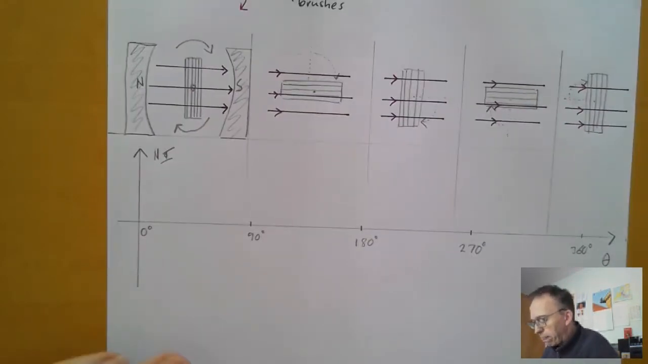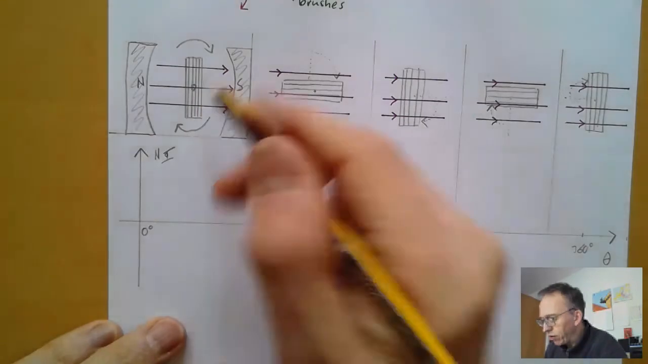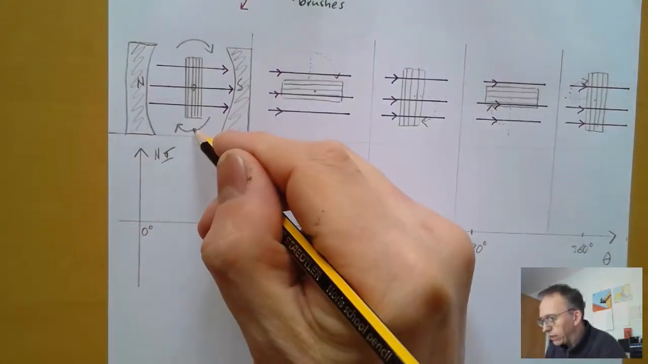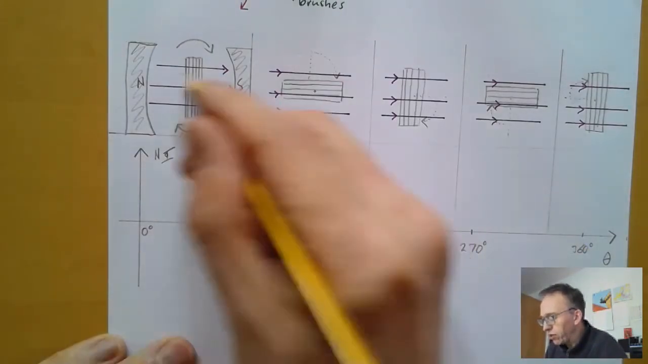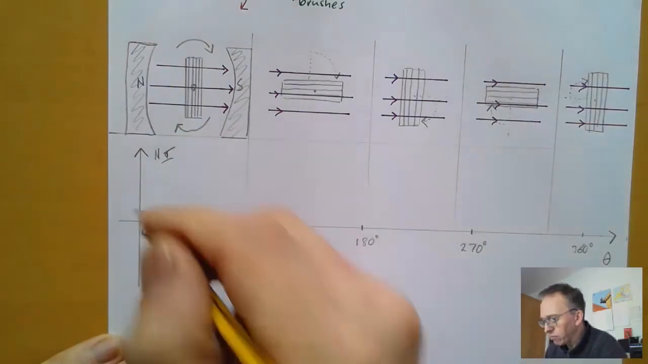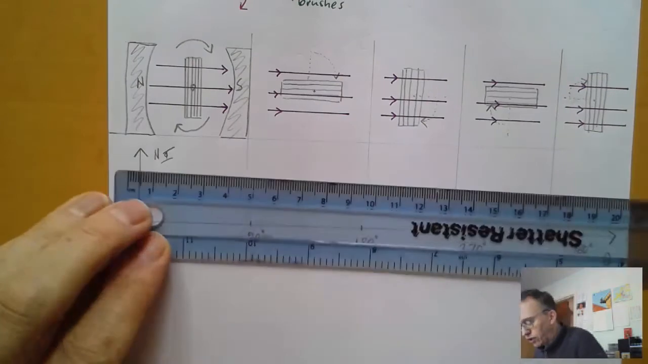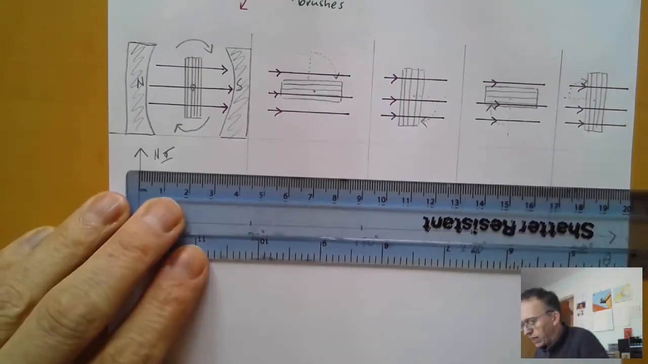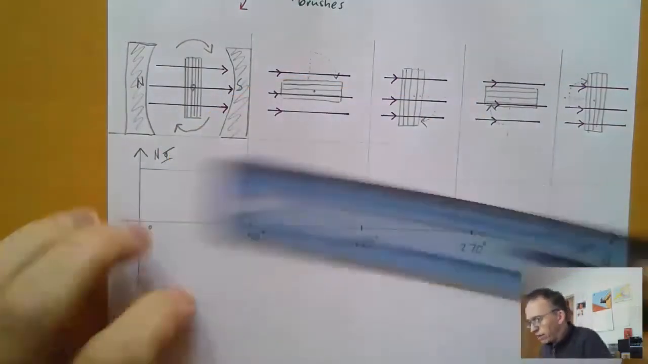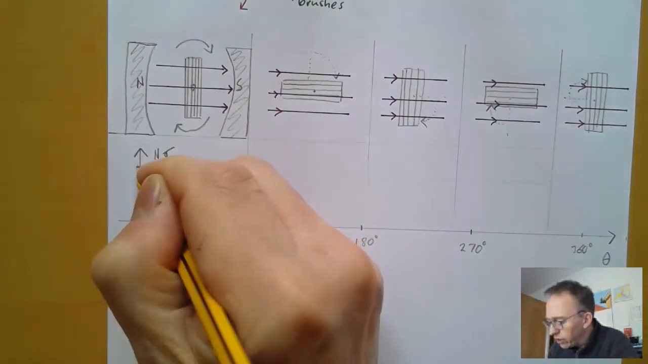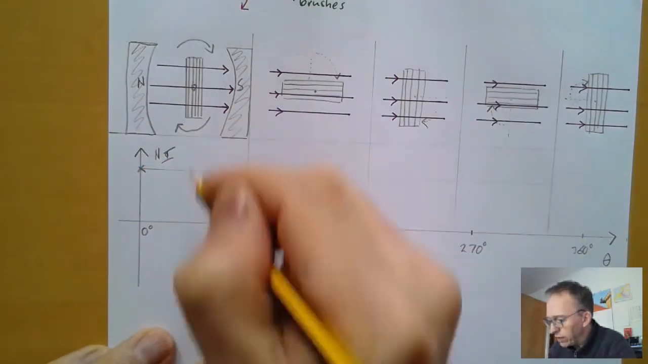Okay. Now, this is the 0 degree position, and when it's in the 0 degree position, the flux linkage is maximum. So it's got to be up here. So let's just put a little construction line in to represent maximum. So the flux linkage is up here. Okay, so that's in this position.